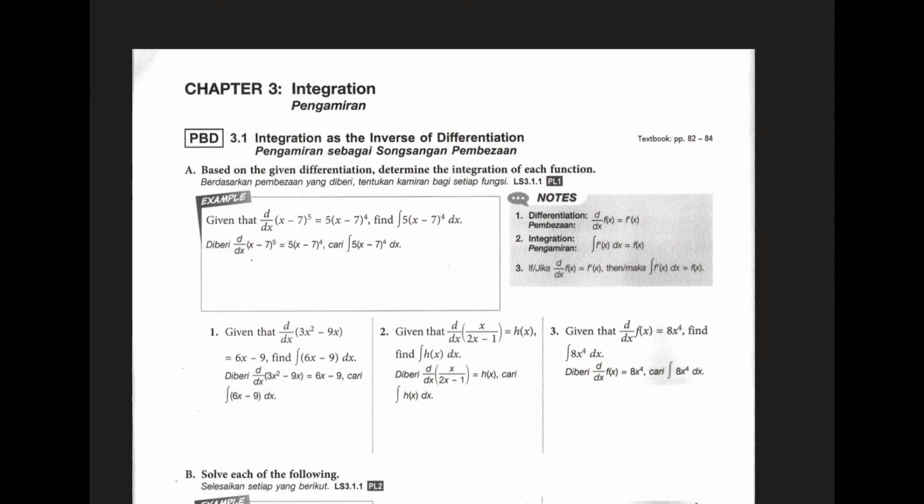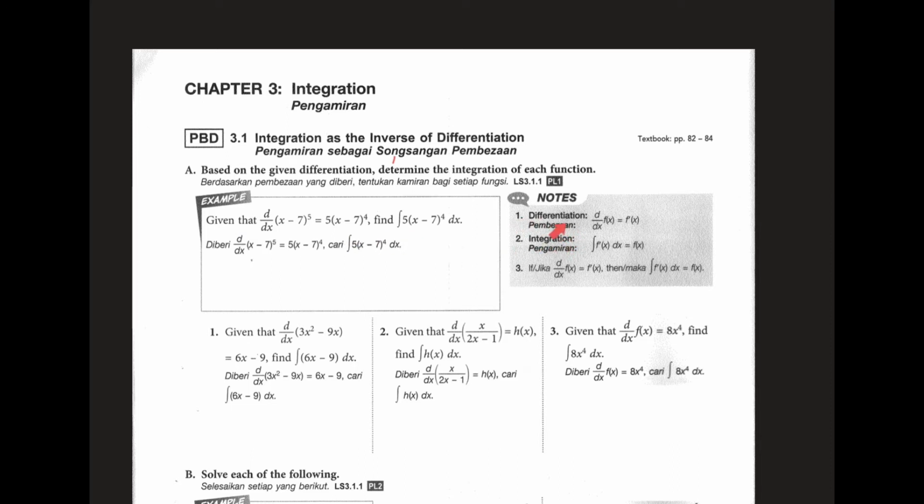Okay, so this is chapter 3, integration. Integration is actually the inverse of differentiation, as you can see here. If you remember differentiation, then integration works in the opposite way. So let's see A. Based on the given differentiation, determine the integration of each function. Before we look at this example, let's look at the notes here first.